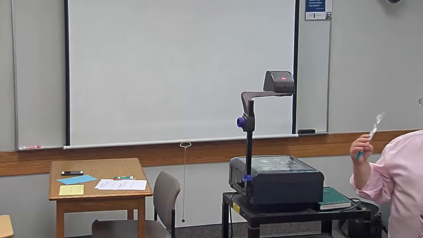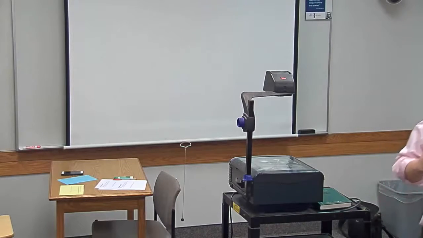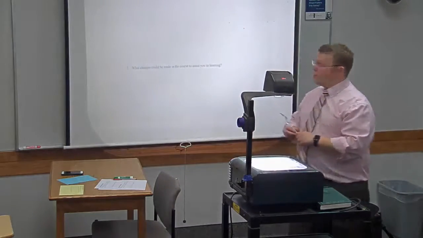Alright, now that you've talked in your groups, you filled out the yellow paper, we're going to talk together as a class. The only things that we're going to write down on this overhead transparency are things that we all agree on as a class. Can everybody see that okay?